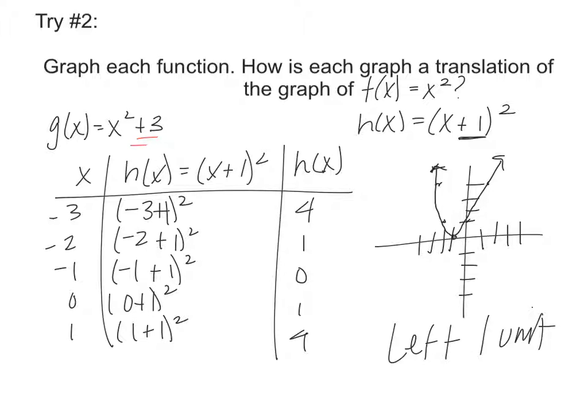So when you see parentheses, go left or right, opposite of what you think. And when you see just the positive or negative at the very end of your equation, that's kind of like looking at a y-intercept, and we will choose to shift our graph up and down.